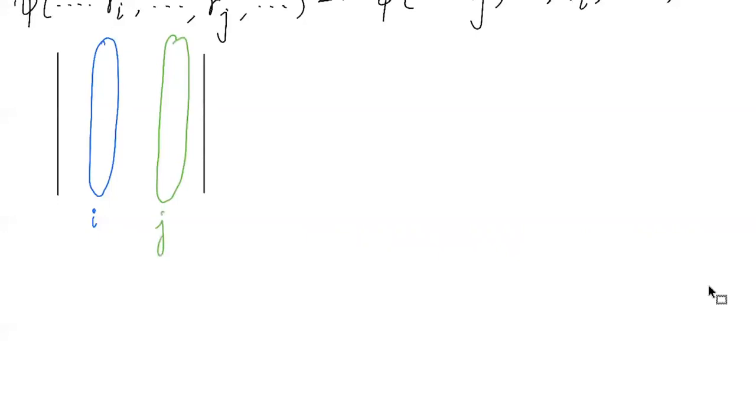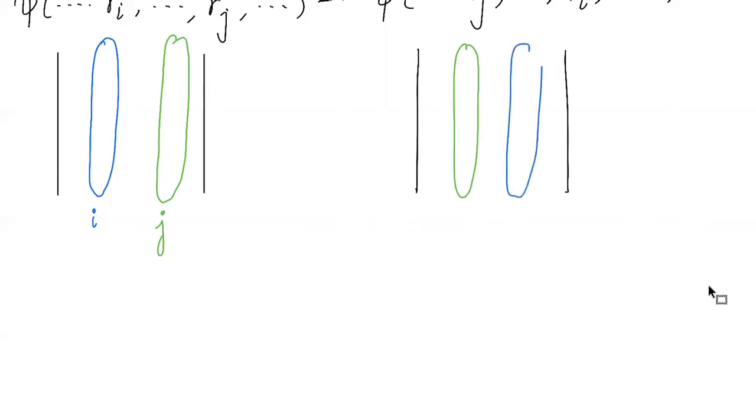So in general, in a Slater determinant, suppose this column is for electron I, and this column is for electron J. Then when you change the label, what happened is you're changing the position, or you can say you're switching the position of the J's column and the I's column, right? This is what you did.